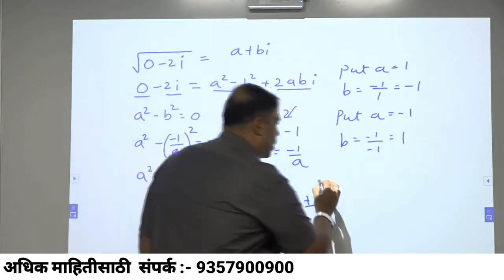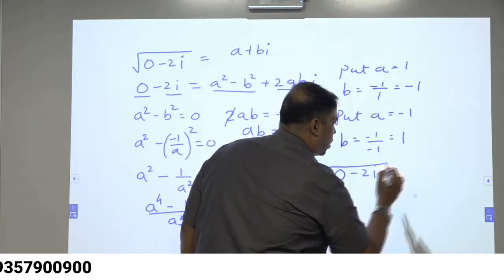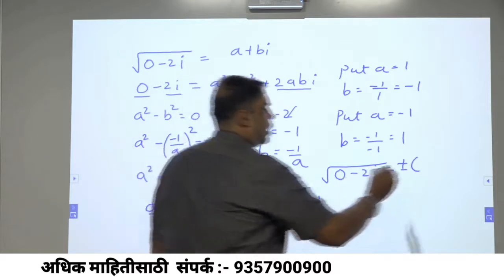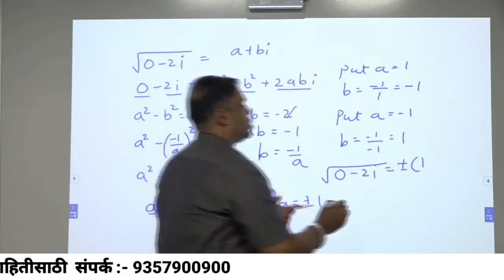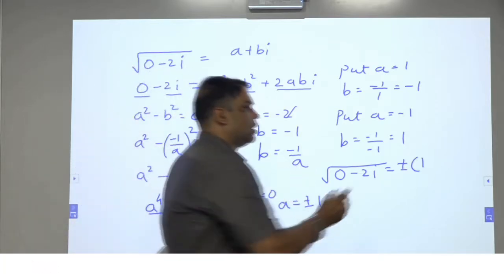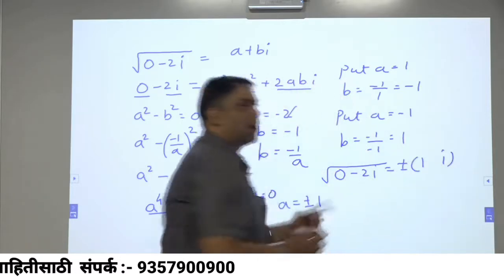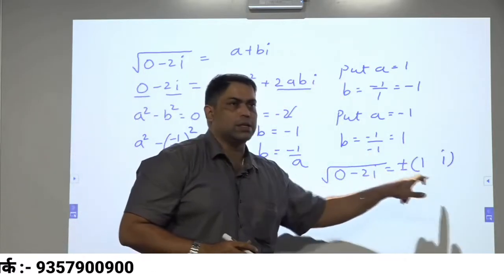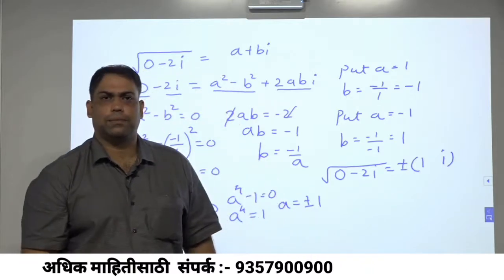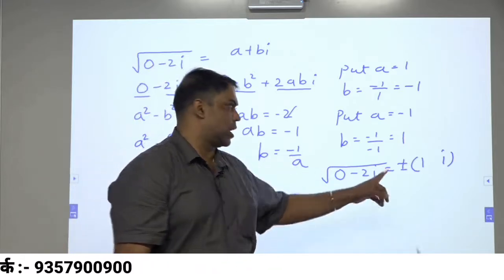Now I have to write the square root of that term. 0 minus 2i is equal to what to write? Plus or minus. What is the value of a? 1. And the other value is also 1, but it will be multiplied by i. So I will write only i instead of 1i. But I have to decide the sign between these two terms, real term and imaginary term. So what will be the sign? You tell me. In the last lecture I have already told you about this sign.